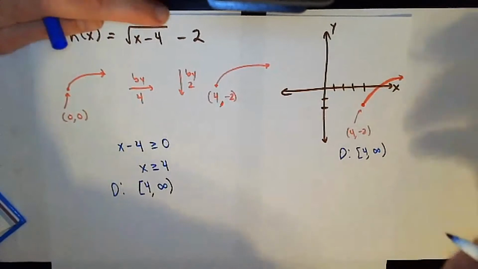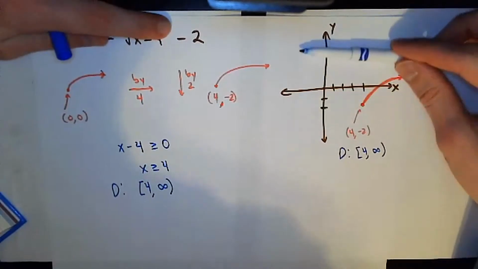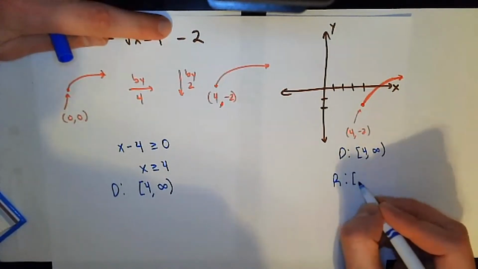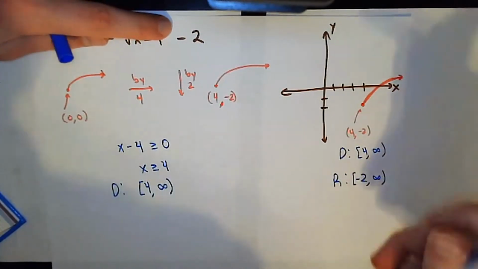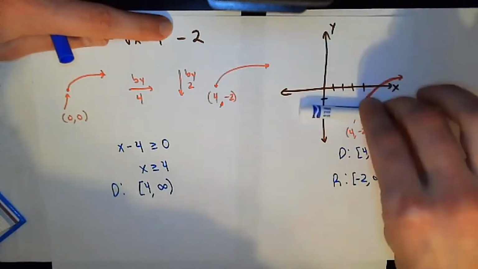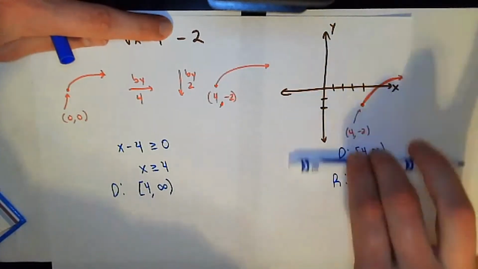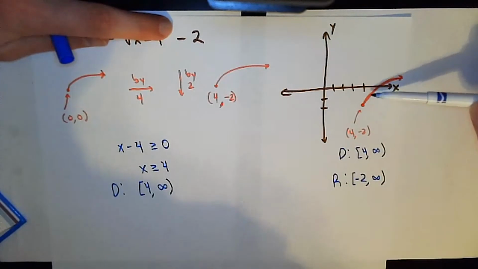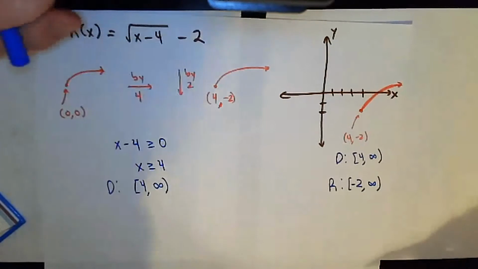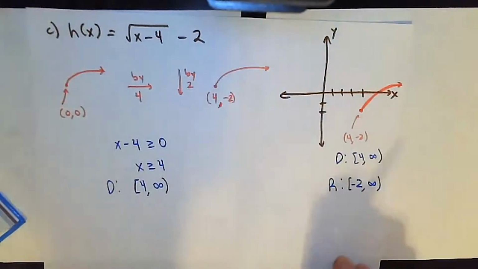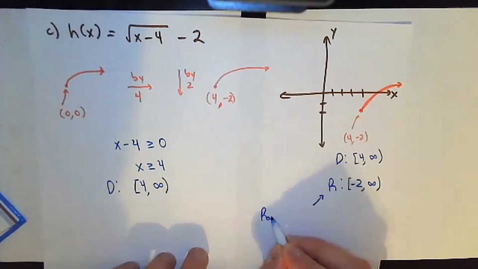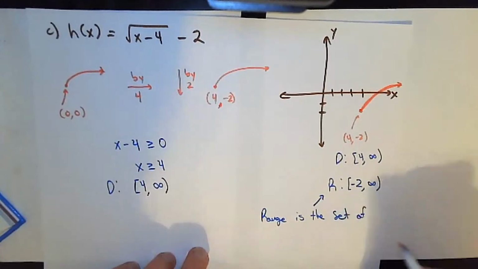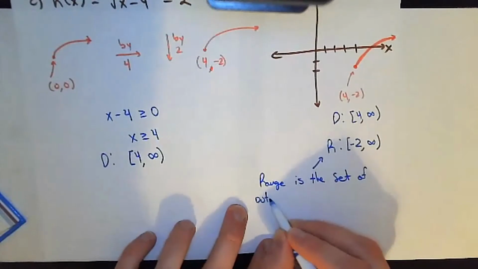And its range, which is the y values that it outputs, is going to be -2 to infinity. All of these positive values above -2, all the y values. It never goes below -2 in the y values. -2 is the smallest y value it hits, and everything beyond that is above. That's called the range. I'll say it this way: the range is the set of outputs.